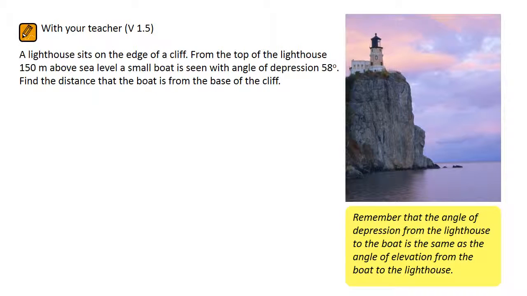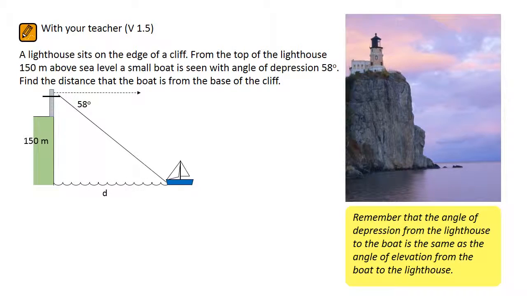In this example, a lighthouse sits on the edge of a cliff. From the top of the lighthouse, 150 metres above sea level, a small boat is seen with an angle of depression 58 degrees. Our job is to find the distance that the boat is from the base of the cliff. We could draw ourselves a diagram. It might look something like this.